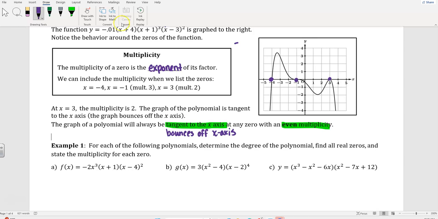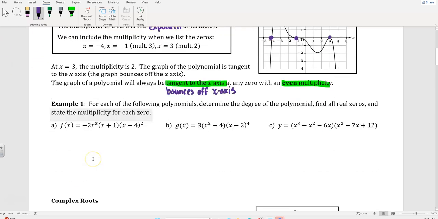Okay, so our first examples ask us to find the degree of the polynomial, find all real zeros, and state the multiplicity for each zero. Depending on how far they have factored this is going to depend on how easy the problem is to do. So A is factored completely. You cannot factor that any further, right? Everything's broken down into linear terms. B and C are not factored completely, so you're going to have to factor a little bit further for that.